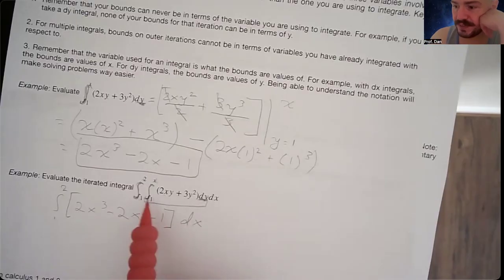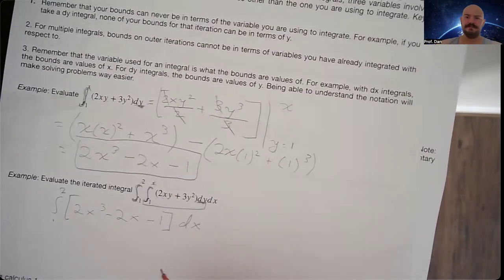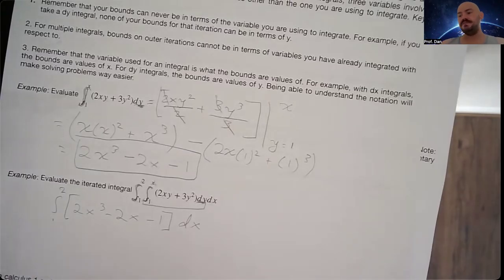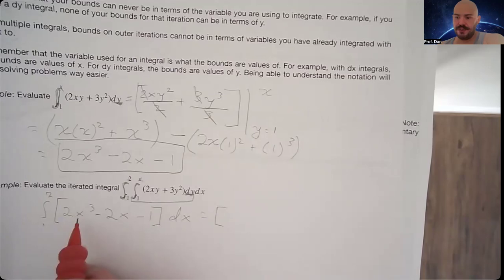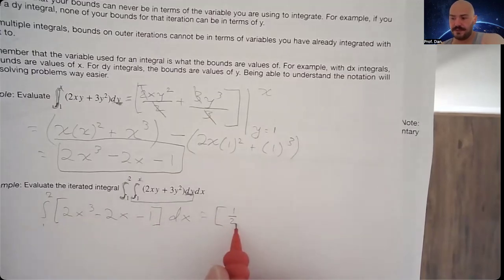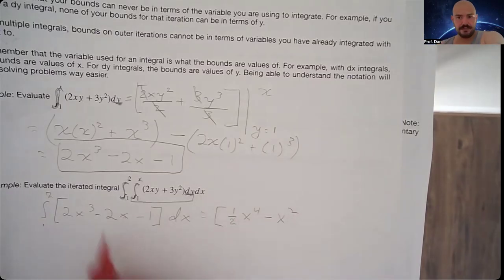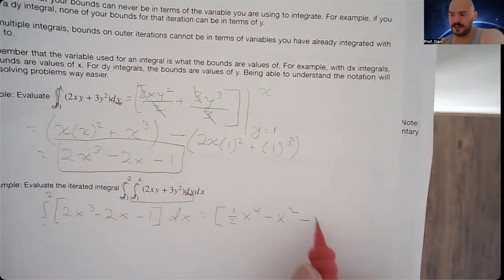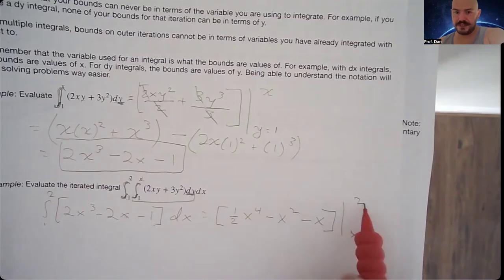And now the result of that inside integral is now the integrand for the outside one. So to find the answer to this question, I need to take the antiderivative with respect to x of this thing. So when I do that, we get 2x to the 4 over 4. 2 over 4 simplifies to 1/2. Then I get minus x squared, right? 2x squared over 2, 2's reduce, and minus x. And then we're going to evaluate that from x equals 1 to x equals 2.